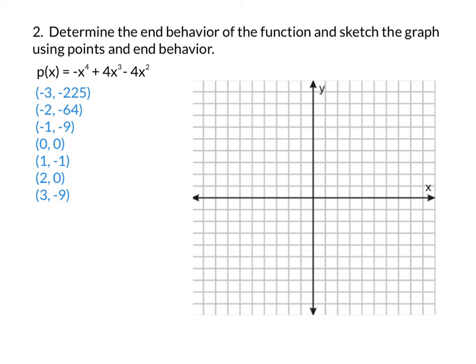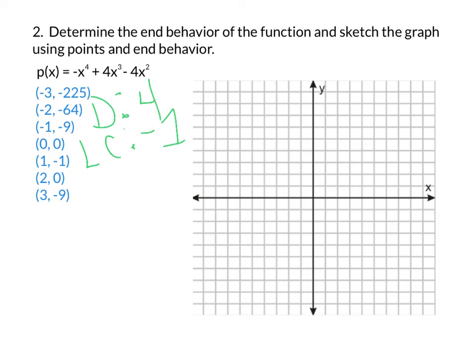After creating a table of values and finding several points that lie on our function, we now need to determine the end behavior and use both the points and the end behavior to sketch our graph. Looking at my function, my degree is 4, and my leading coefficient is -1. So I have an even degree function with a negative leading coefficient. Since it's even, I know both of my arrows would be pointing in the same direction. With a negative leading coefficient, they're both pointing down.